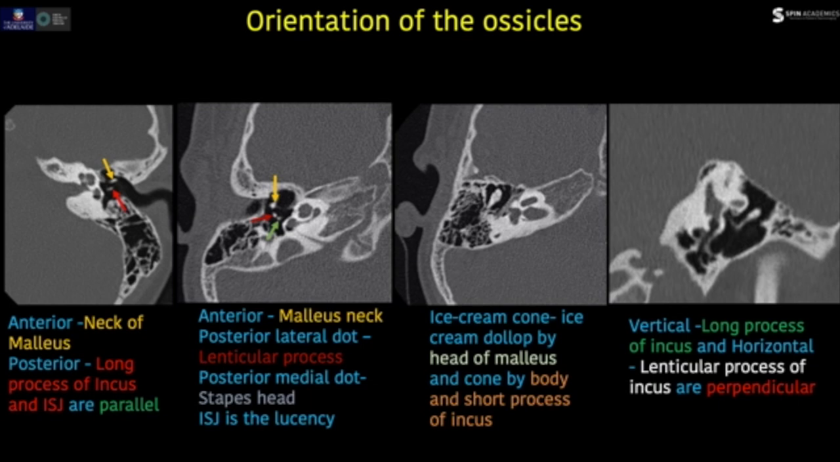The next slice above is the well-known ice cream cone appearance formed by the malleus head and the cone that is formed by the body and short process of the incus. The coronal reformation to the extreme right shows a perpendicular arrangement with the vertical line formed by the long process of the incus and the horizontal formed by the lenticular process of the incus.